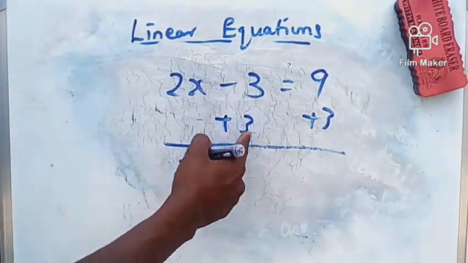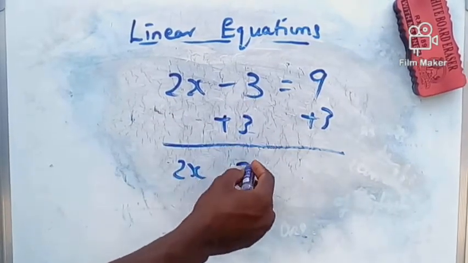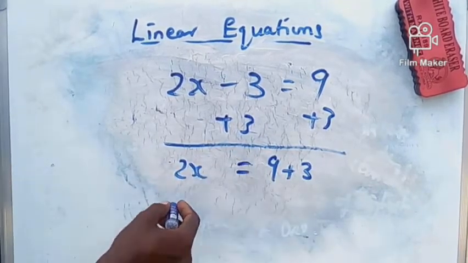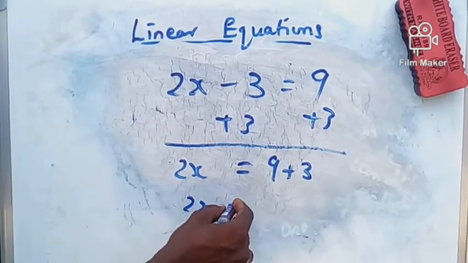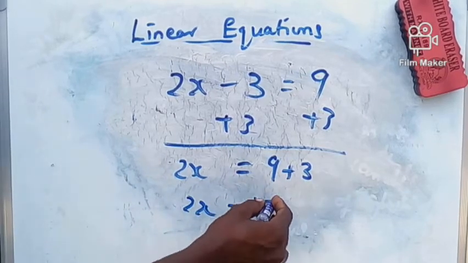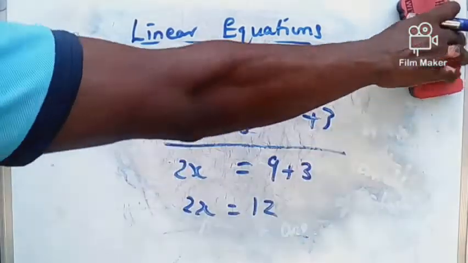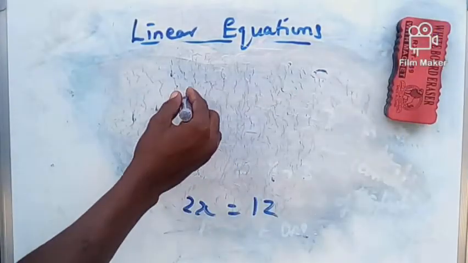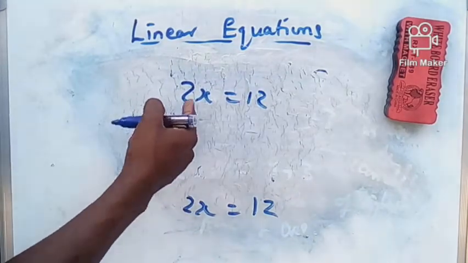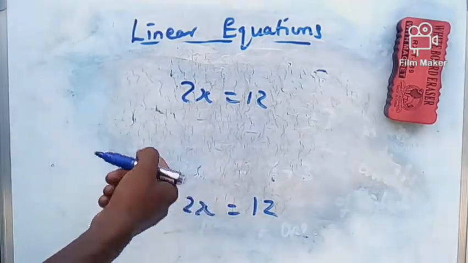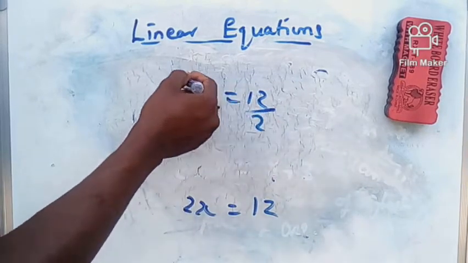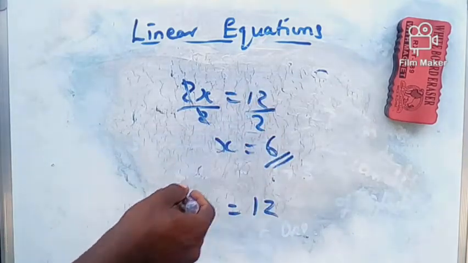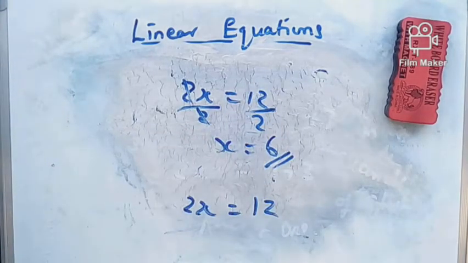So in that case, we evaluate: 2x down. Then minus 3 plus 3 will give you what? 0. So we have equal to 9 plus what? 3. So we go on. We have 2x is equal to 9 plus 3, which is 12. So what do we now do? Since we have 2x equal to 12, to find x, it is bound by multiplication, so we divide all through by 2. x becomes equal to 6. 12 divided by 2 is 6. That is the answer.